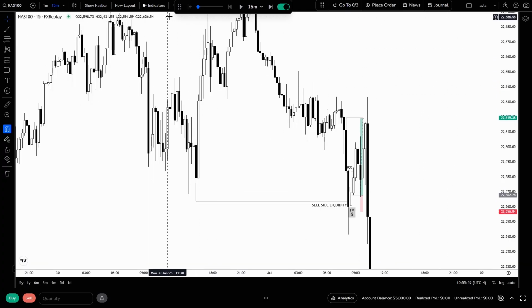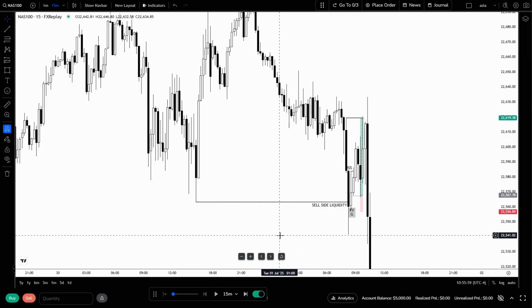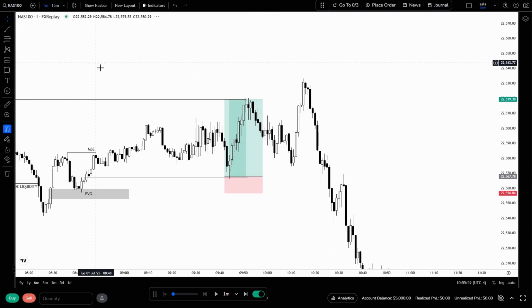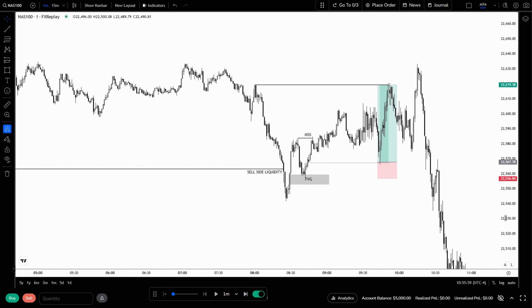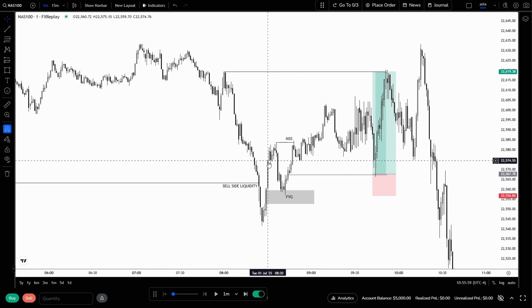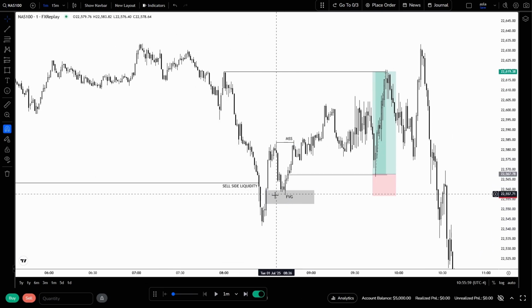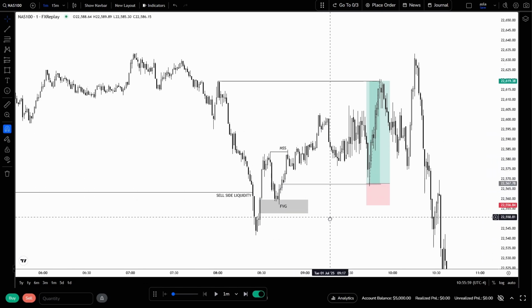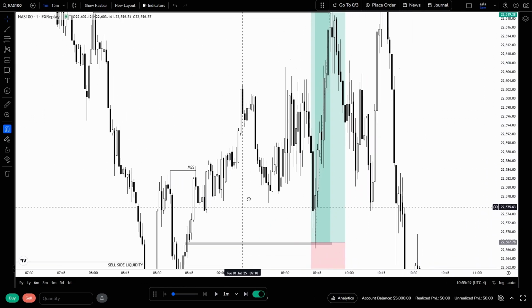Here we have another example. First, look at this sell-side liquidity sweep right here. Now, what do we need? We need a market structure shift. And here it is. See how price generated this high, retraced back into a fair value gap, and then displaced higher, breaking the high and forming a new fair value gap in the process.